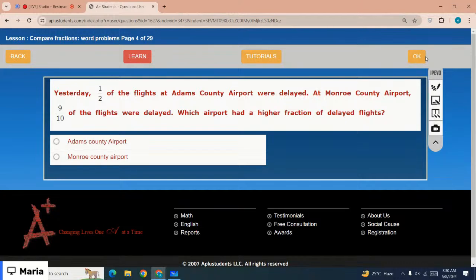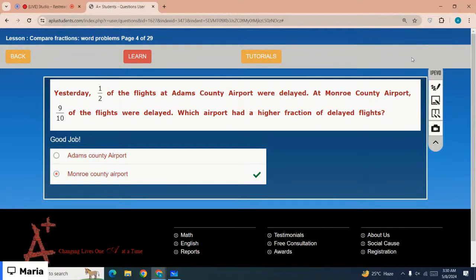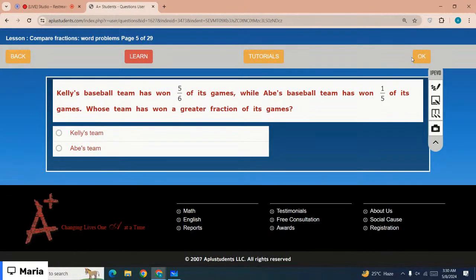That is, 9 out of 10 is greater than half, right? 9 out of 10 means out of 10 flights, 9 were delayed. That means Monroe County Airport has more delayed flights than Adams County Airport, right? Okay, you can complete the lesson by yourself later today. Let me just move on to the next lesson.